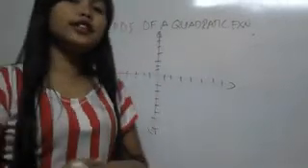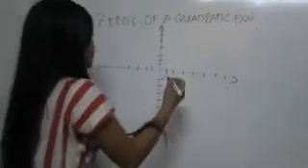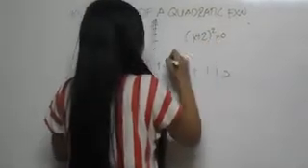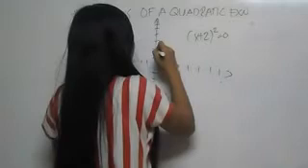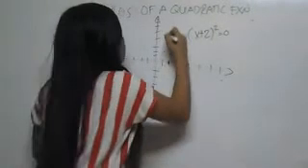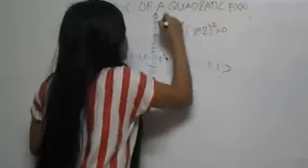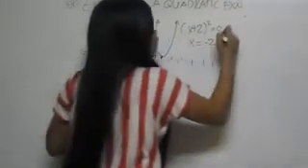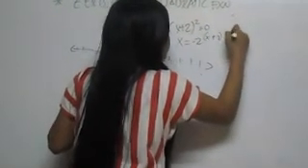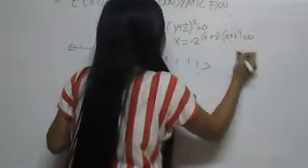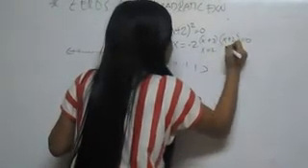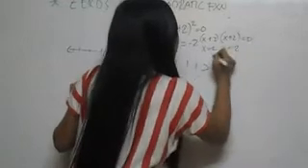Last, determining the zeros of a quadratic function from a graph. This is the graph of x plus 2 squared equals 0. The zero is negative 2 because x plus 2 equated to 0 gives x equals negative 2. This is the zero.